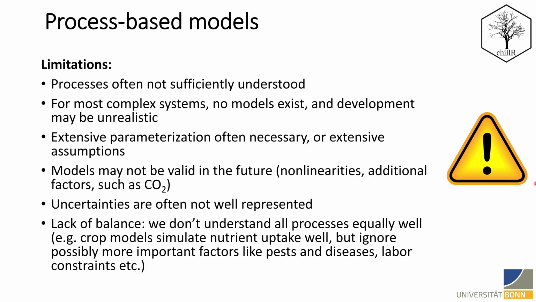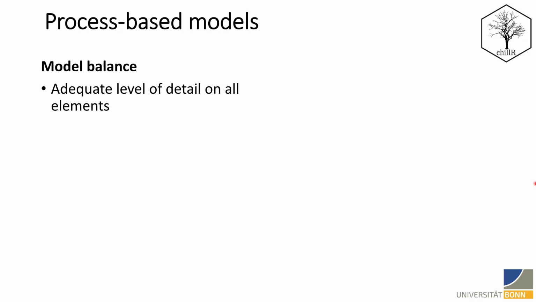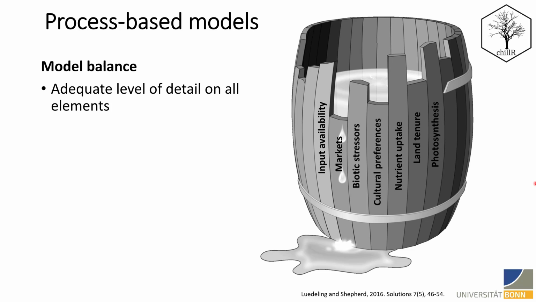One thing that I find quite striking is that we often have in these models a certain lack of balance. We don't actually understand all processes equally well. So a crop model may simulate nutrient uptake very well, but ignore the possibly more important factors like pests and diseases, labor constraints, etc., which in the case I just presented to you made APSIM probably a poor fit for the African smallholder farming realities. So model balance is really important in such models, and it's actually quite rarely achieved to have an adequate level of detail on all the elements.